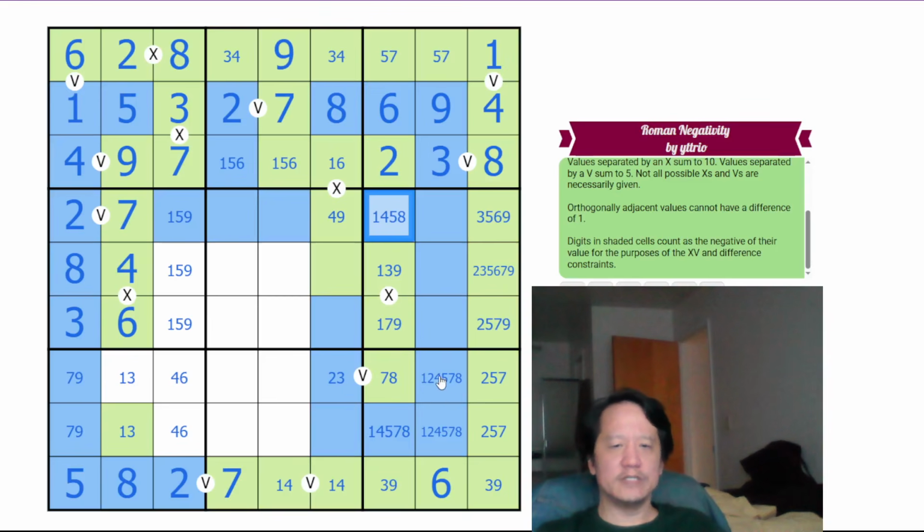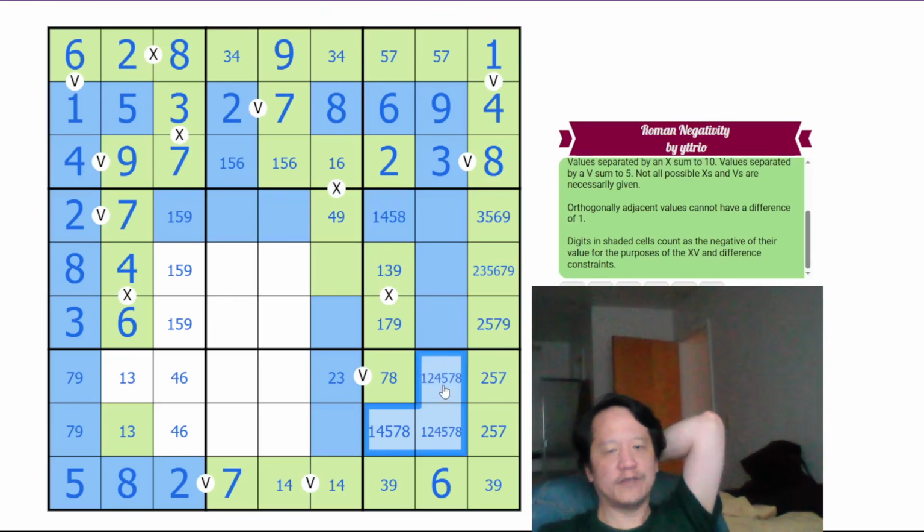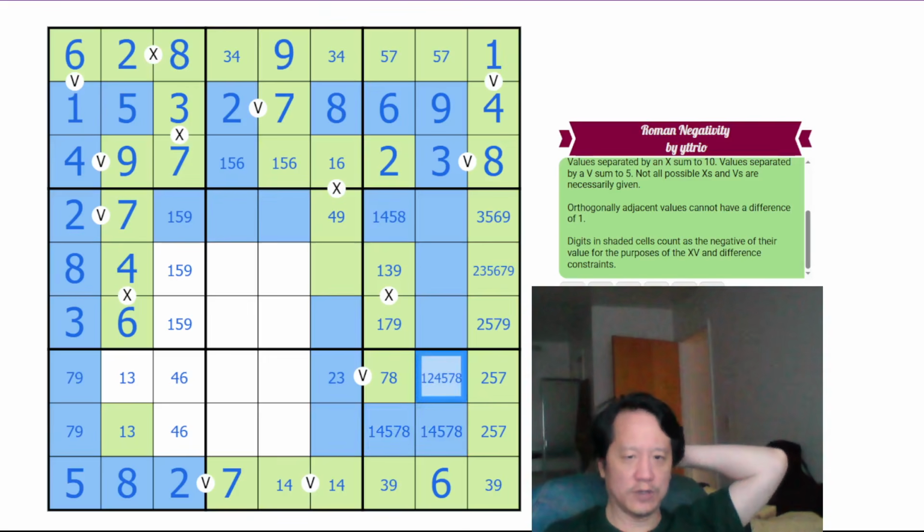We are guaranteed one of these digits is going to be 1, and so therefore must have a negative 1 in value. If we had a 2 here, that would guarantee it's orthogonally adjacent to a negative 1, which is not allowed. So this cannot be 2 here.